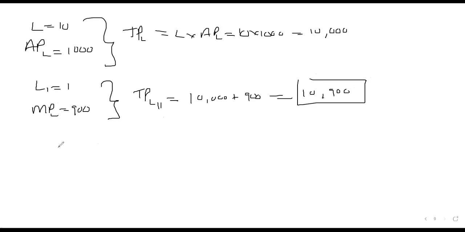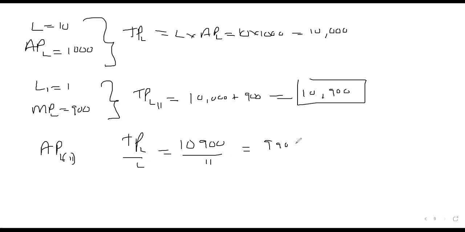Now, if we employ this new laborer, what becomes our new average product for the 11 laborers? The formula: the average product is when you divide the total product over the number of laborers. 10,900 divided by 11. What do we get? 990.09. This is our new average.